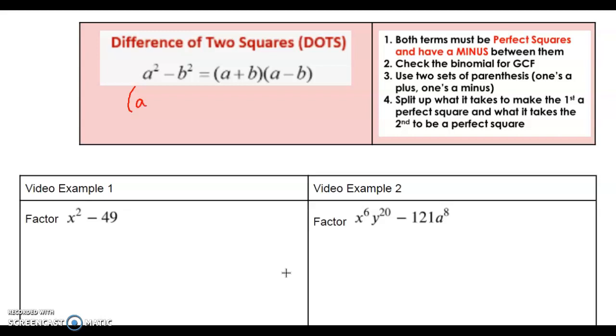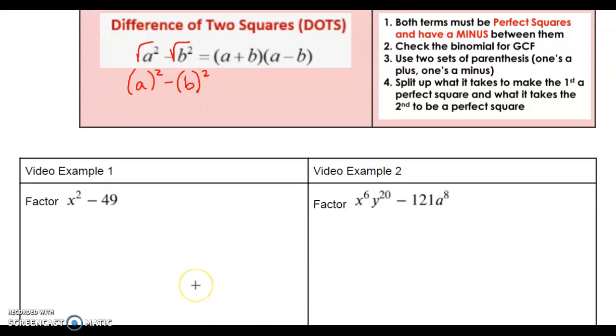So you want to think of what did they square to get the first term and what did they square to get the second term. If you're not sure, you can always take the square root, okay? But they should be the same. That's the key. So let's look at example number 1.